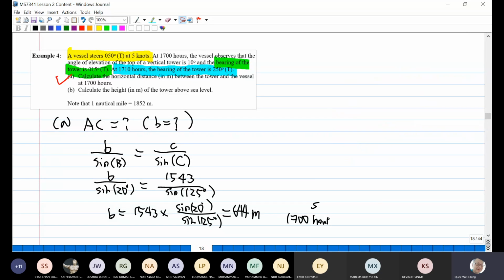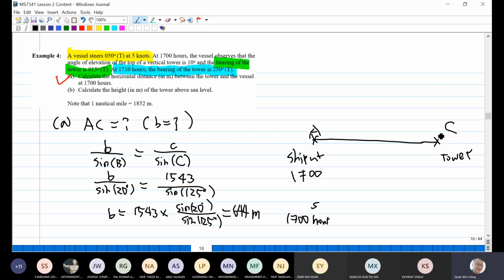Okay. The ship at 5 o'clock is actually somewhere here. This is A here. Another diagram now. Ship at 5 o'clock. And then this one is a picture now. It's a tower, C now. The tower has a height H here. Okay, now I will focus on this one.